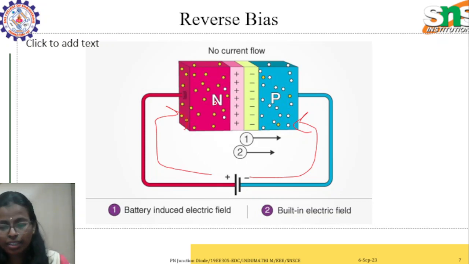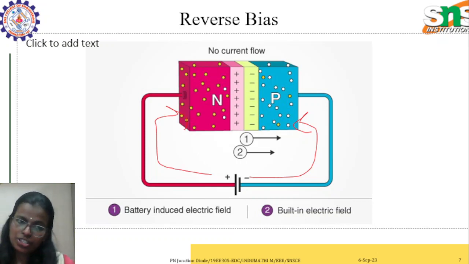Ideally, for reverse bias, the PN junction diode does not conduct. But because of the movement of minority carriers, we have currents in the microampere or nanoampere range. That's all with the operation of the PN junction diode.